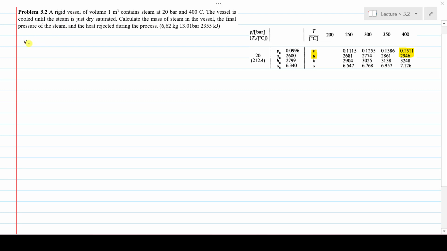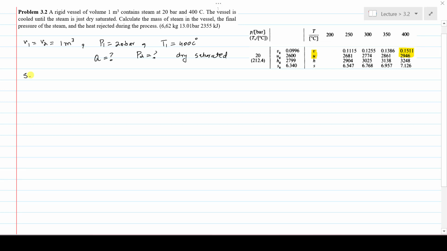So it means that the volume V1 must be equal to V2 and it is 1 meter cube. Initial pressure P1 is 20 bar, and temperature T1 is 400 centigrade. The condition of the steam initially is superheated. The vessel is then cooled, which means heat rejection takes place. The final pressure of the steam is P2. Also it said the final condition of the steam is dry saturated.